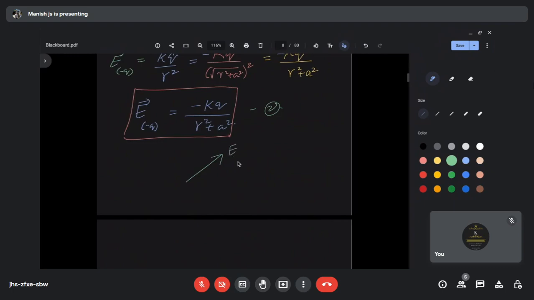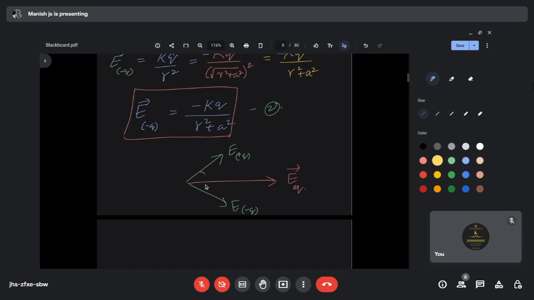So this is the electric field due to the positive charge, and this was the direction of the electric field due to the negative charge. But we wanted the resultant of these two charges. We want the resultant on the equatorial line.